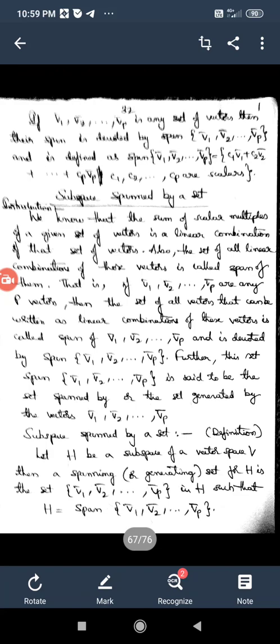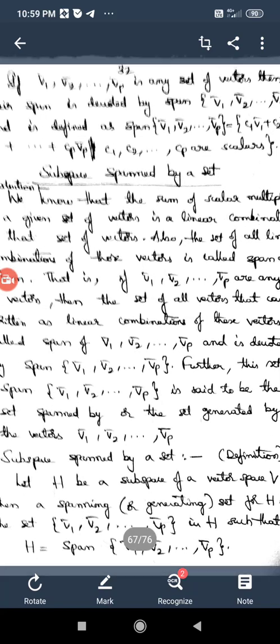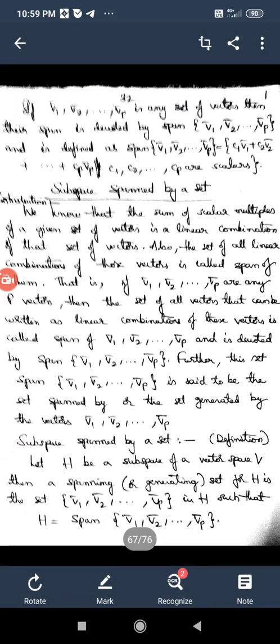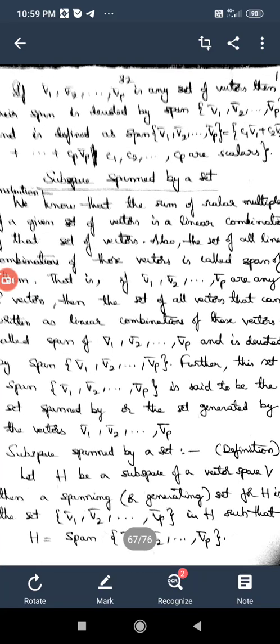If you recall, that looks like gamma is equal to c1 v1 plus c2 v2 plus so on cp vp. So all such vectors, all those linear combinations, lie in the set span of v1, v2, so on vp, and that is how span of v1, v2, so on vp is called the set of all linear combinations of the vectors v1, v2, so on vp.